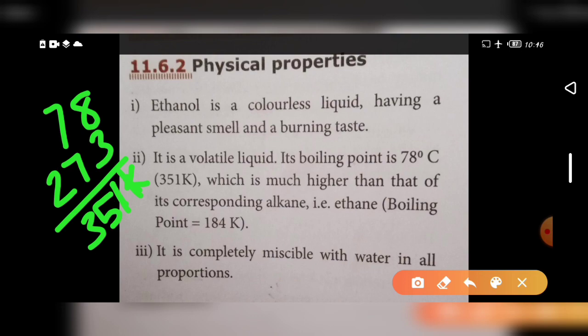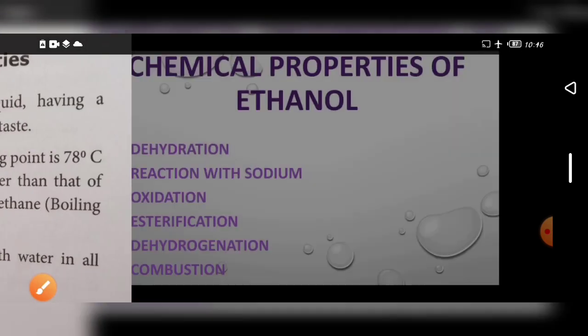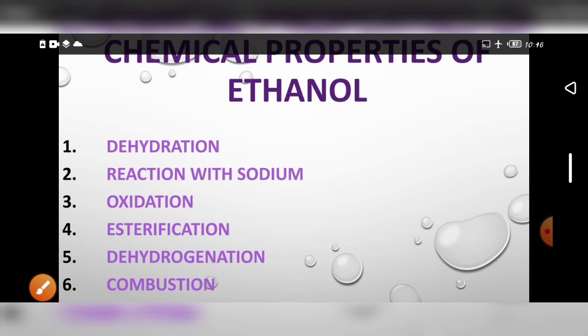Okay students, next we go to chemical properties. There are 6 properties given in chemical properties: dehydration, reaction with sodium, oxidation, esterification, dehydrogenation, combustion.